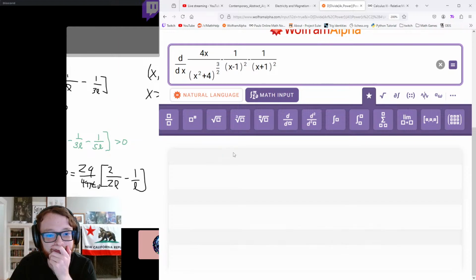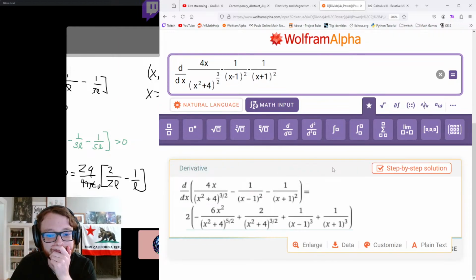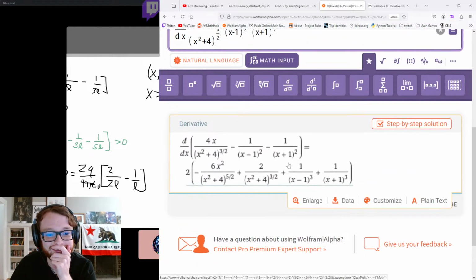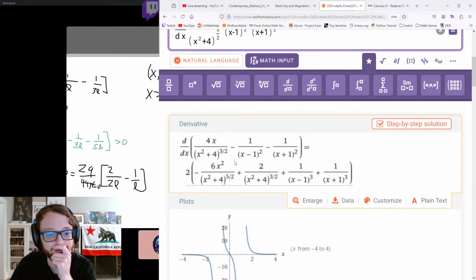I think it's good to be skeptical. I'm pretty skeptical too. This whole book is suspect. Can't trust it. Not even Wolfram wants to graph the derivative. Oh, here we go.